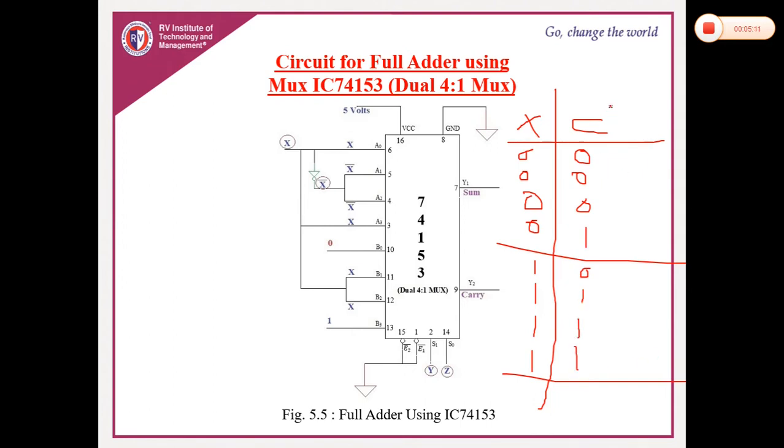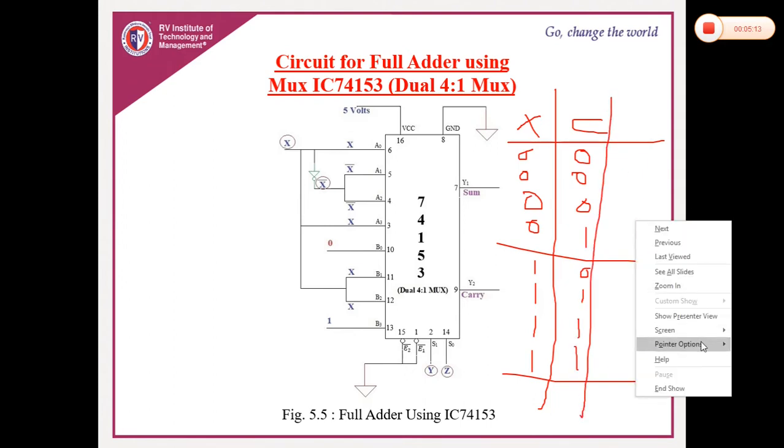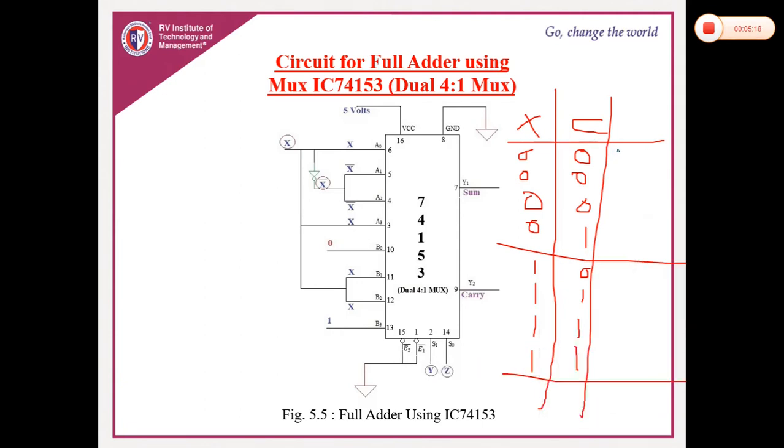Now I'll change the pen color. Okay, now what is this? Because I already told you, first and foremost divide the entire truth table equally. So whenever X is 0 or whenever X is 1, for the first two sets of combinations you should verify what the carry output is. For 0 you are getting 0, for 1 also you are getting 0, means irrespective of the input you are always getting 0 output, so you can take it as 0.